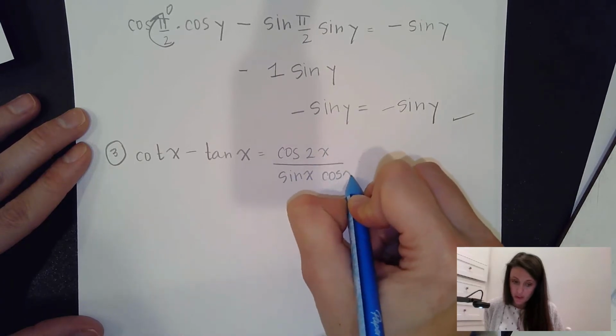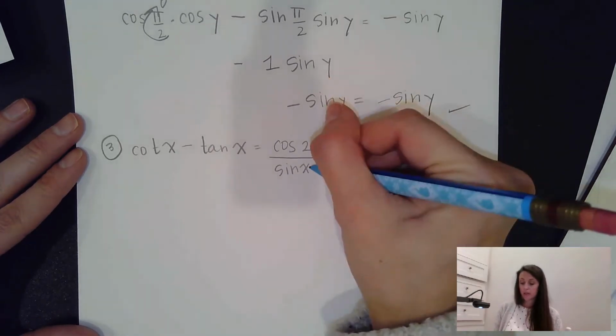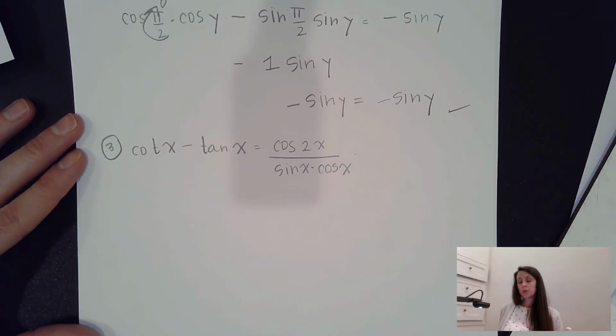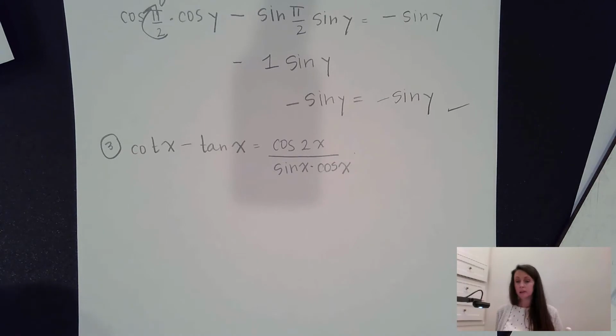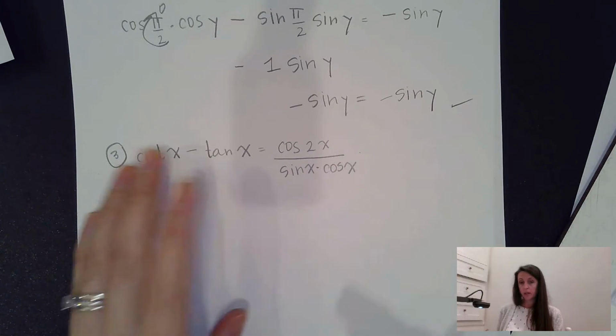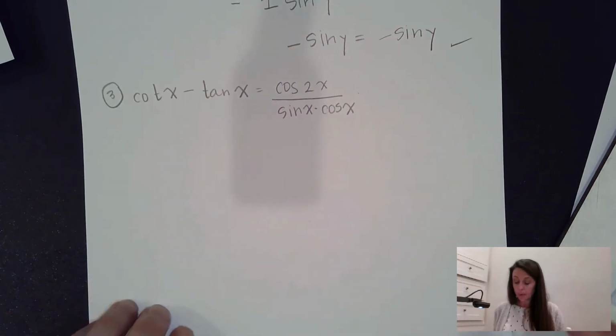All right, this one's number 3 in your homework. So let's prove this one here. It says cotangent of x minus tangent of x is equal to cosine of 2x over sine of x times cosine of x. So we always want to take the harder side and put it together. You could also change these two and then try to put them together. However you want to work through it.